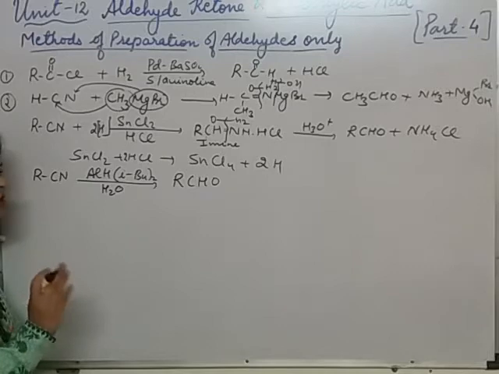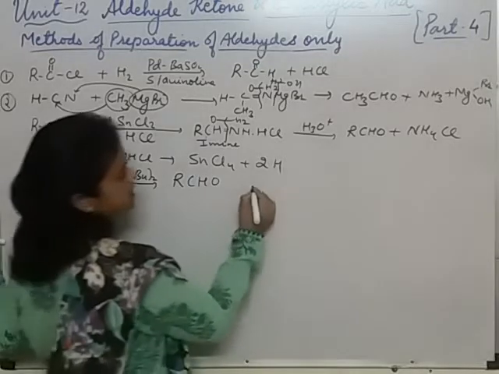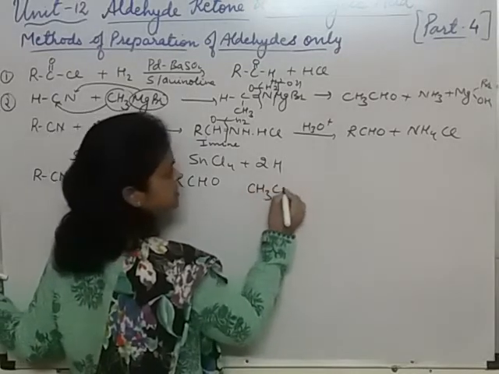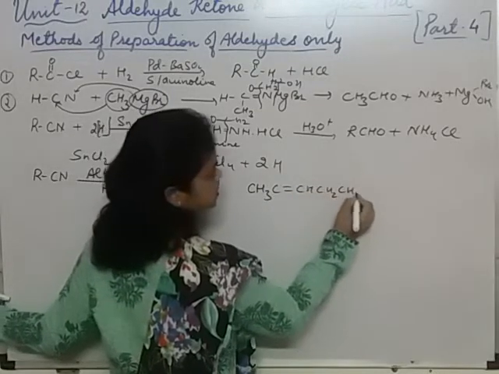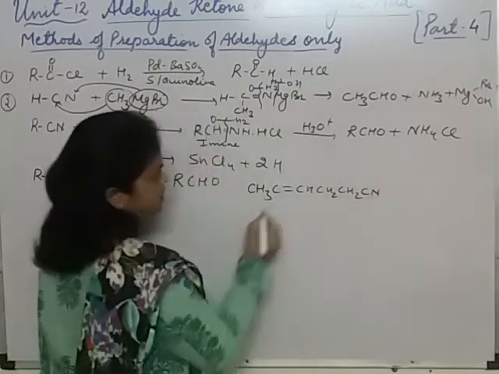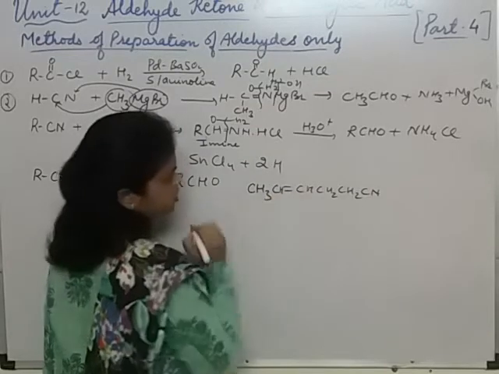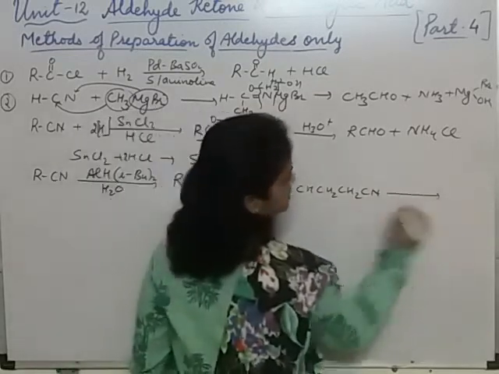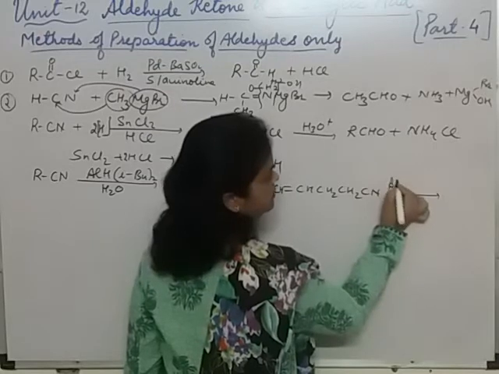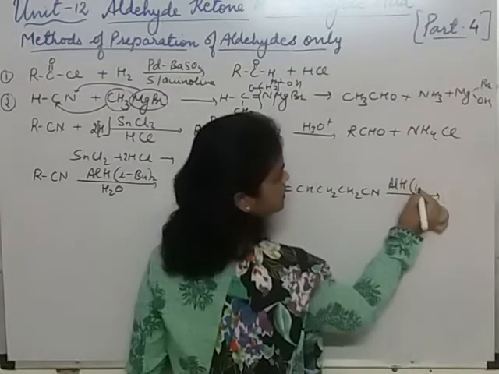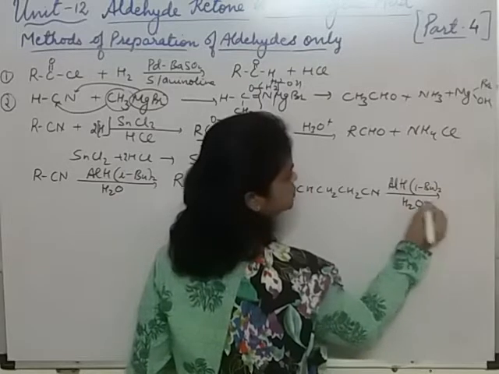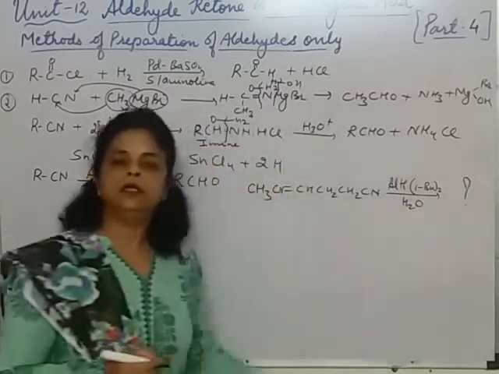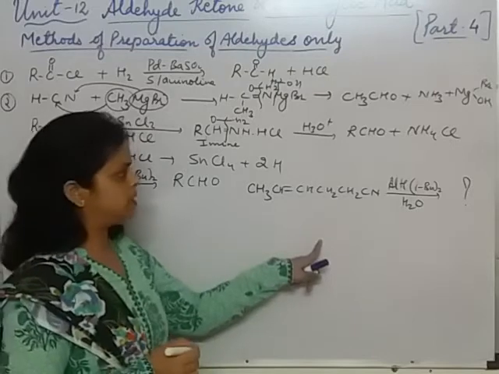They have taken a typical type of cyanide. That means they have taken CH3, C double bond, CH, CH2, CH2, CN. Here H. Now it is written like this: diisobutyl aluminium hydride, followed by H2O. Now this question was asked once in the board exams also.